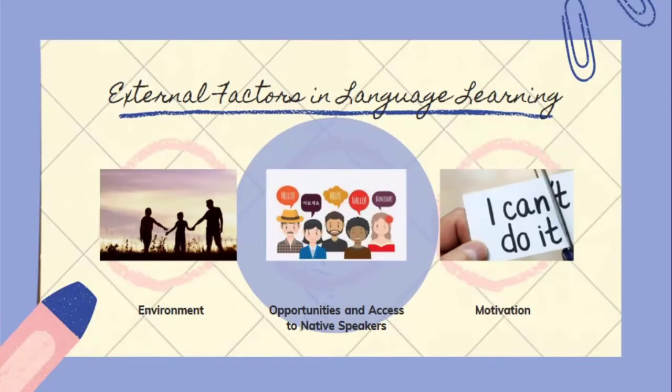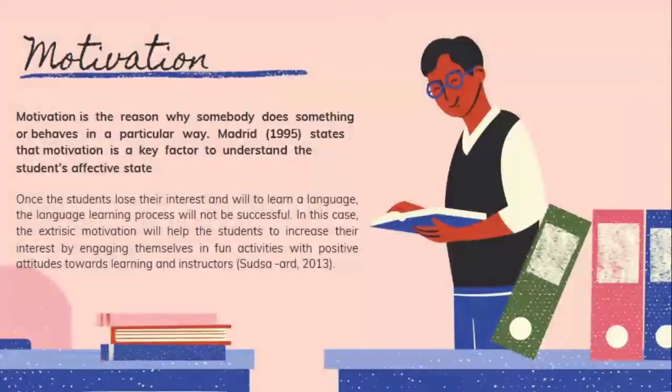In the next slide, you see the three external factors that can affect the students in language learning. The first one is environment, the second one is opportunities and access to native speakers, and also the motivations. So, to make it short, let's move to the next slide. First is motivation.